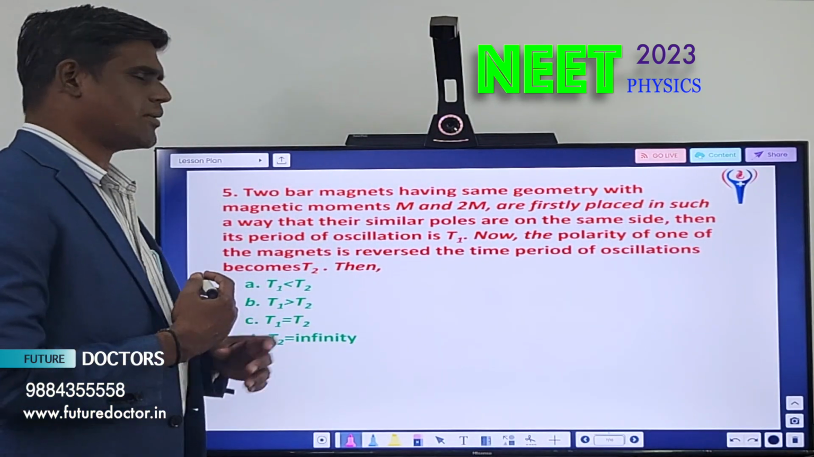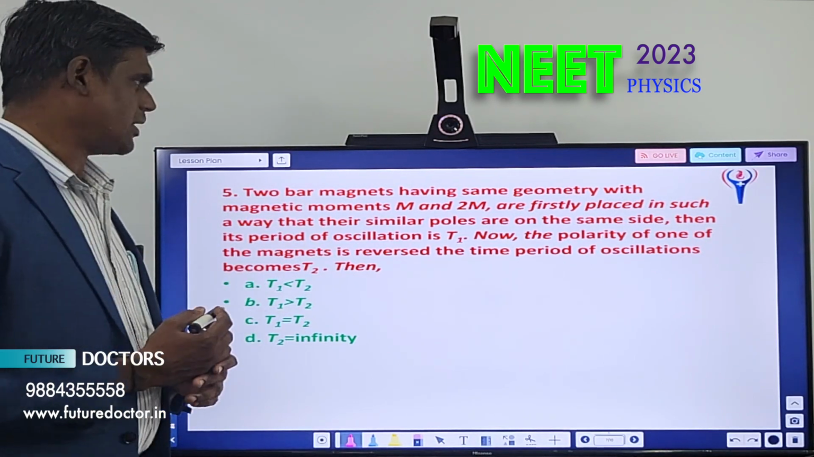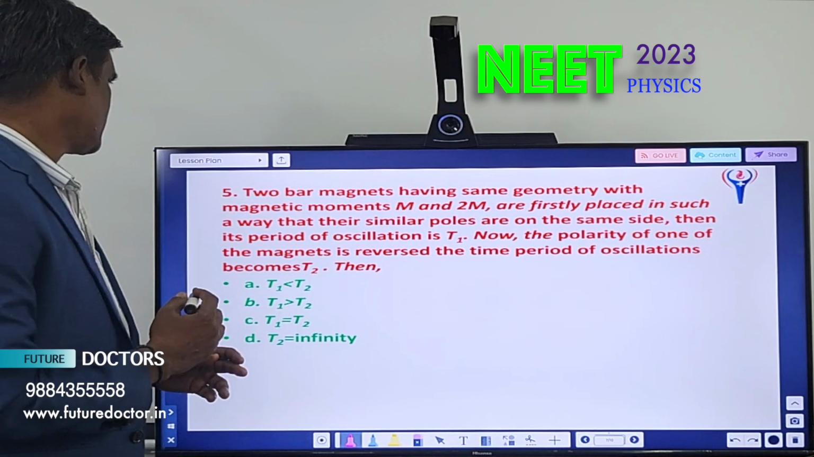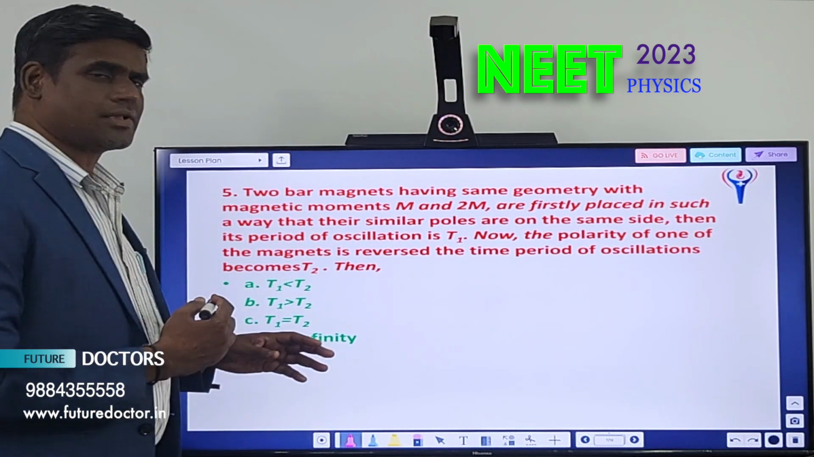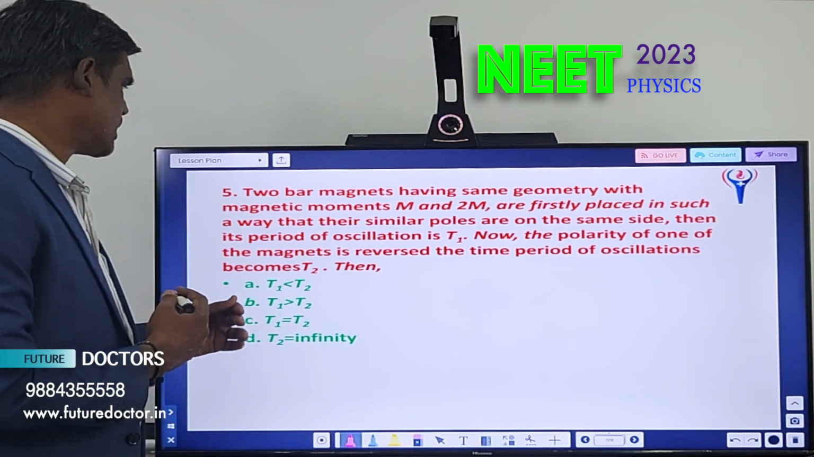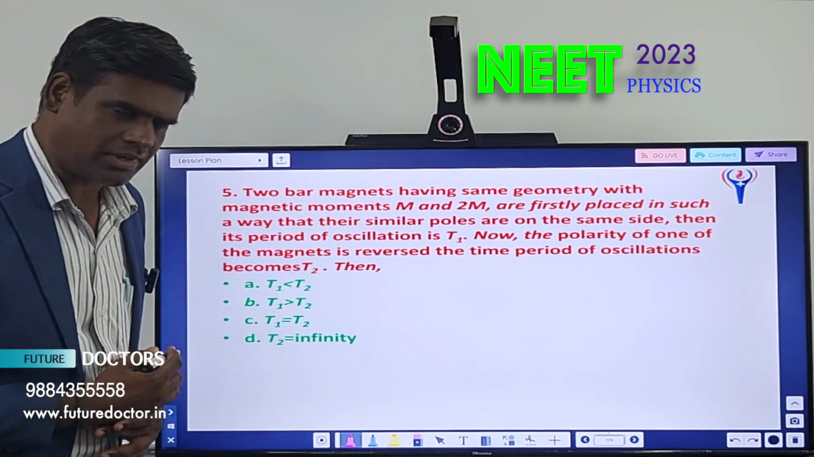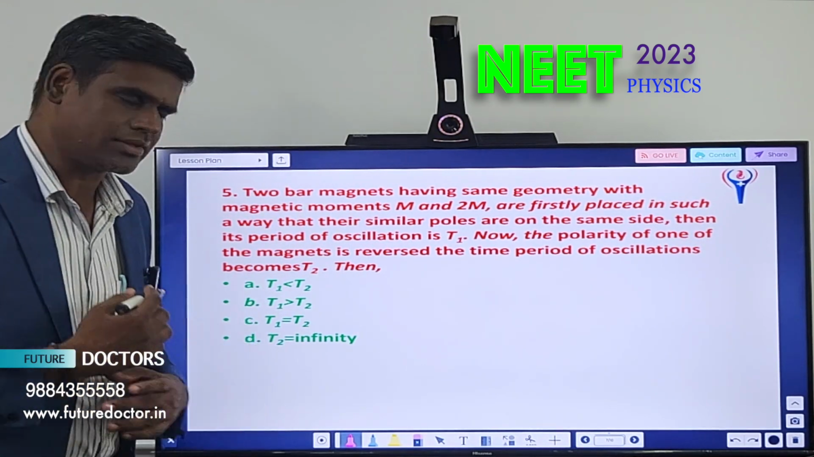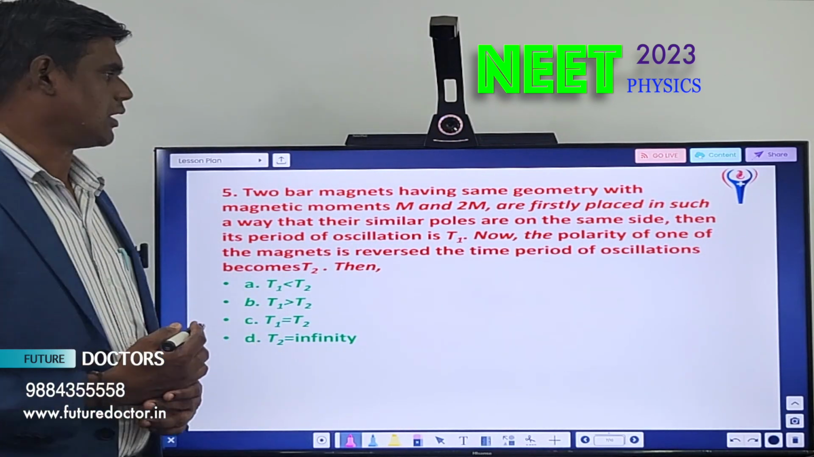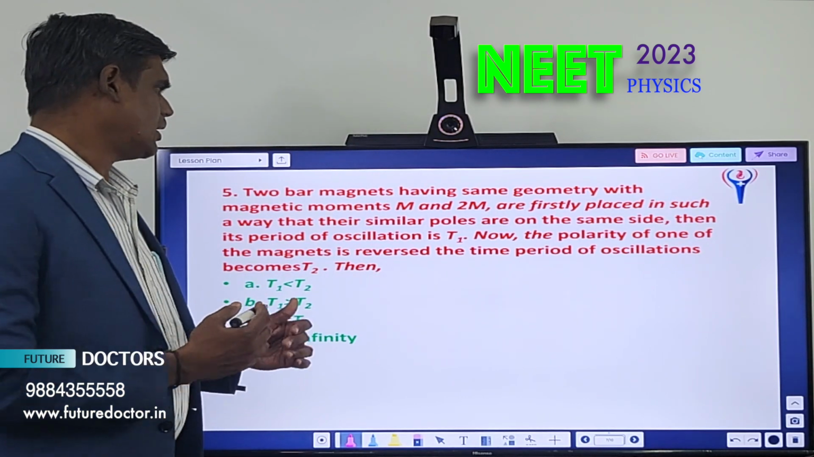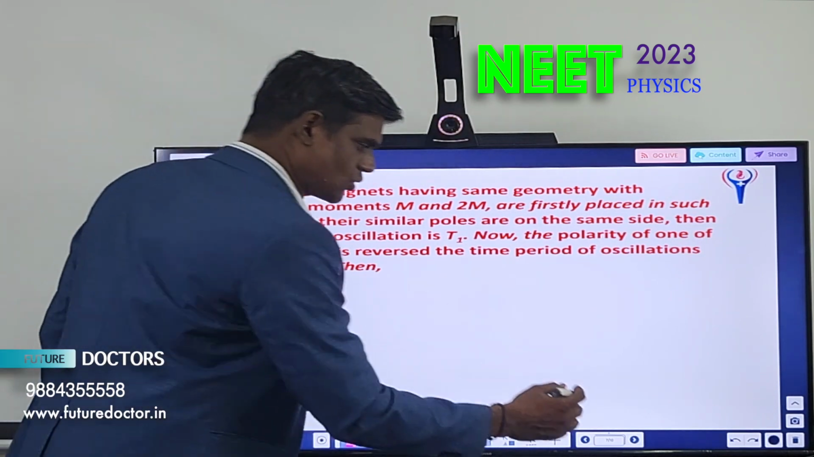Two bar magnets having same geometry with magnetic moments M and 2M are firstly placed in such a way that similar poles are on the same side. Then its period of oscillation is T1. Now, the polarity of one of the magnets is reversed. The time period of oscillation becomes T2. Then compare that. T1 is less than T2, that is option A. B option, T1 is greater than T2. C option, T1 equal to T2. D option, T2 equal to infinity. Here you should know the relationship between time period and magnetic moment. By knowing the value, you are able to solve this question. Let's move to question number 6.